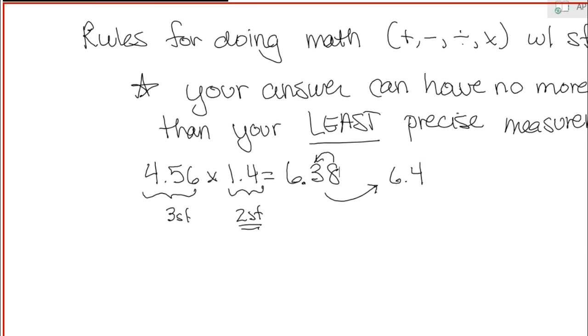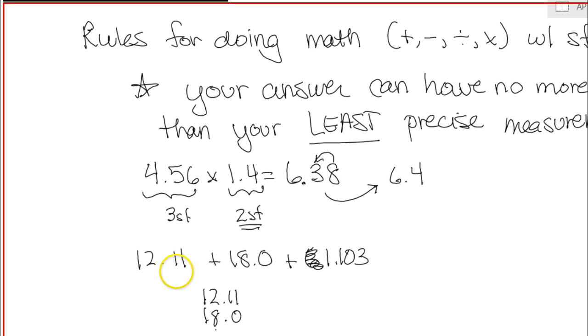It's a little bit different when we look at math. The rule is still the same: no more than your least precise measurement. But here's what happens in math. So let's say we take 12.11 plus 18.0 plus 1.103. Okay, when we line these up the way we would in a math class, we see that the least precise of these is 18.0, because it only goes up to the tenths place. This goes out to the hundredths, and this goes out to the thousandths. So our least precise is to the tenths place. That means that our answer has to only go out to the tenths place.